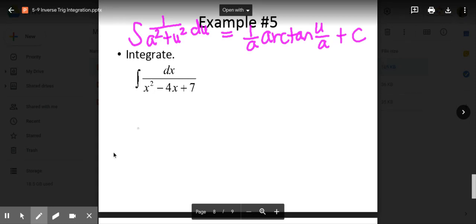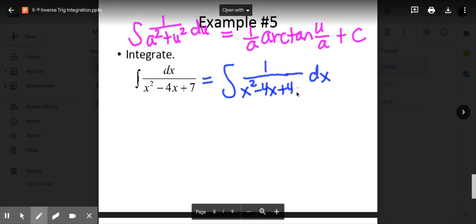I'm just going to rewrite this problem. Let me change to a different color. I'm going to be a little creative on how I rewrite it. First of all, I'm going to move the dx over to the side because I know that's bothering you. So I'm going to put the dx over here. Okay, so it's 1 over x squared minus 4x plus 4 plus 3. Basically, I'm just splitting the 7 up into a 4 plus 3.